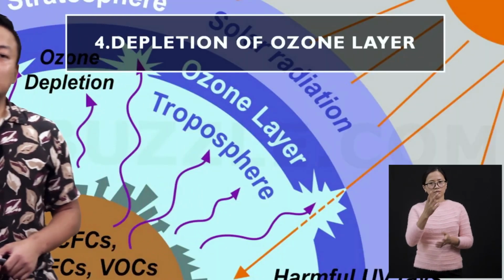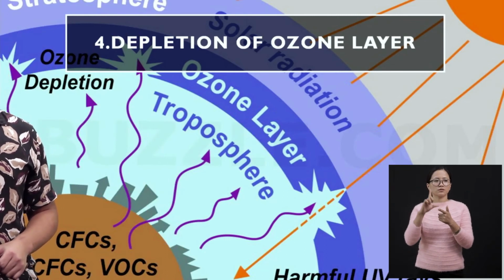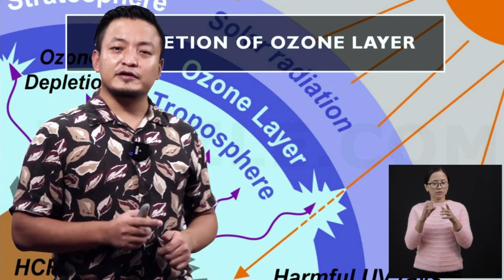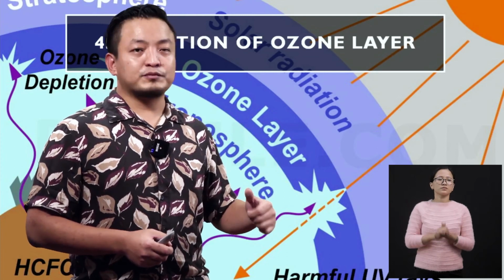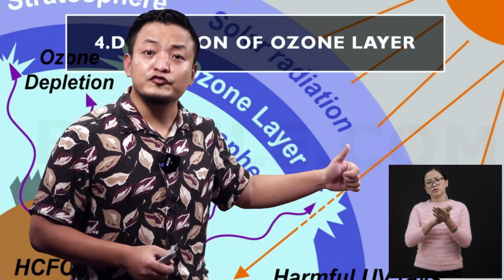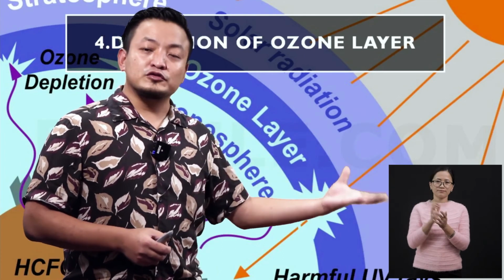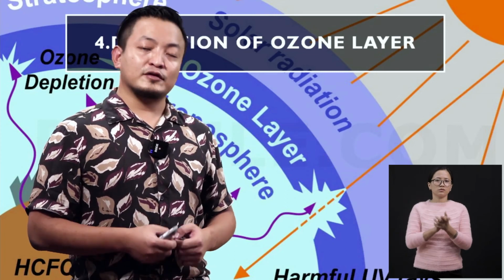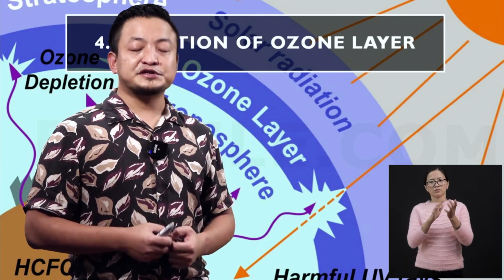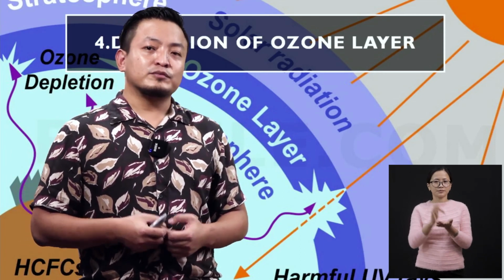Okay, now the fourth point that we will discuss would be depletion of the ozone layer. Now, this ozone layer protects us. Okay, this ozone layer protects us from harmful UV rays. Now, if pollution increases, we are destroying the ozone layer. Depletion of the ozone layer will take place and we will be in direct contact with the heat from the sun.